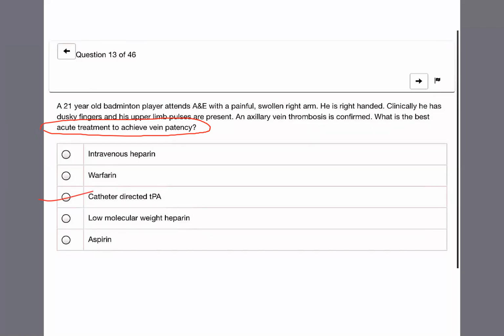Exactly. So he is asking about the acute treatment to achieve vein patency. He wants you to restore vein patency right now. Low molecular weight heparin, no. Aspirin, no. Warfarin, no. Intravenous heparin, also no. The only thing that will give you acute patency is the catheter-directed TPA.